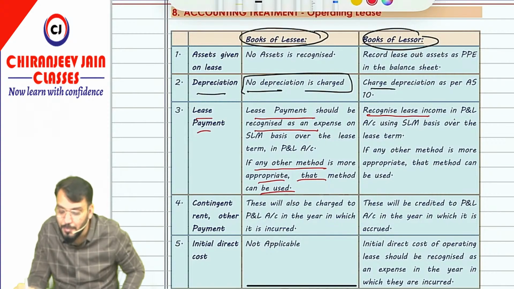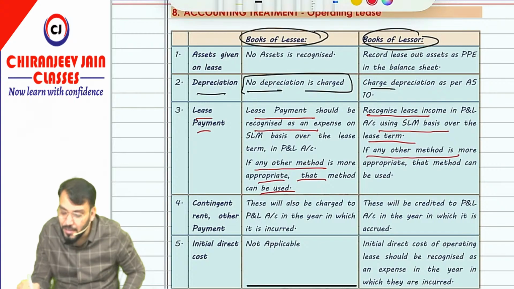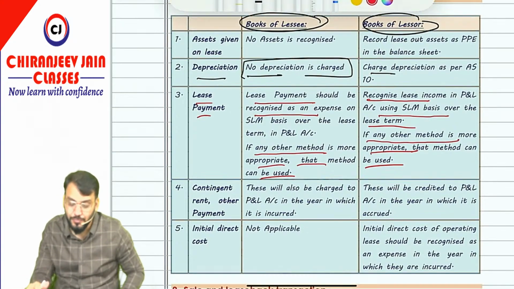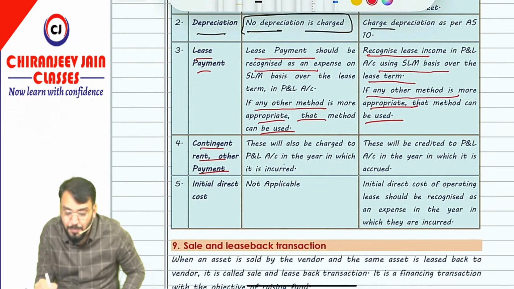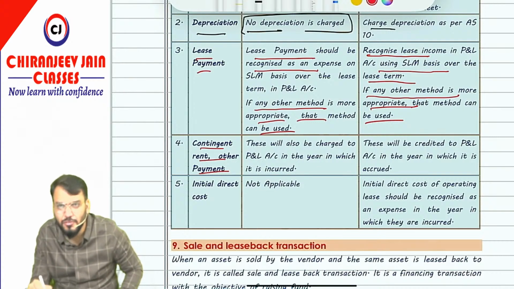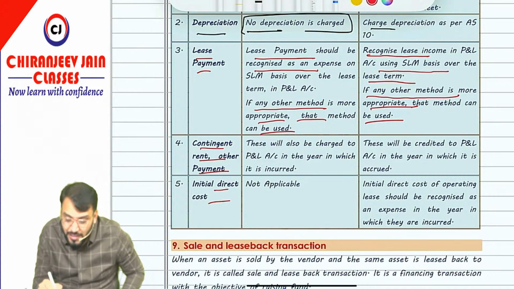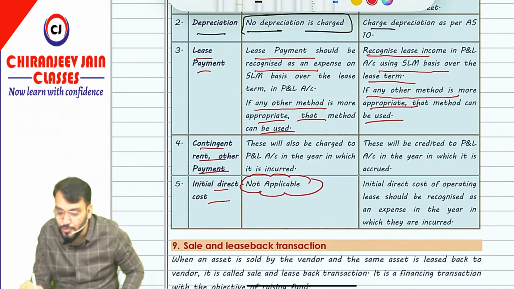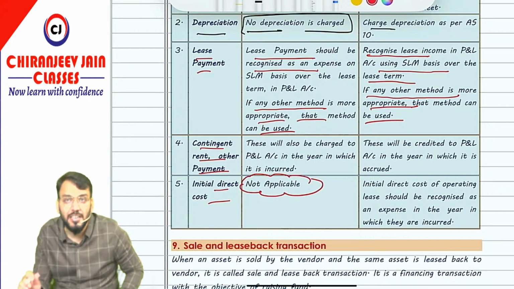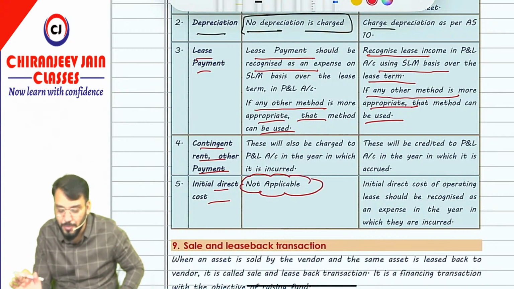Recognize lease income in P&L using SLM basis over the lease term. If any other method is there, you can apply that method also. Contingent rent and other payments will be recognized as an expense or income in the respective books as and when they are incurred or earned. Initial direct cost for lessee, this point is not applicable. For lessor, this will be recognized as an expense in the year in which it is incurred in case of operating lease.